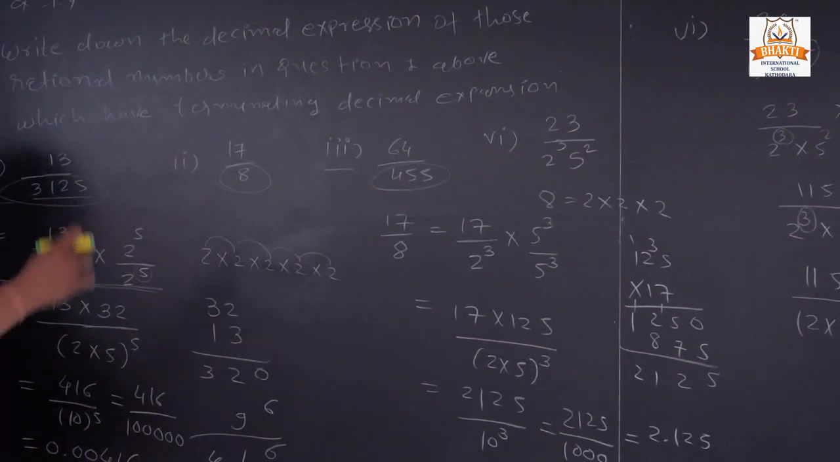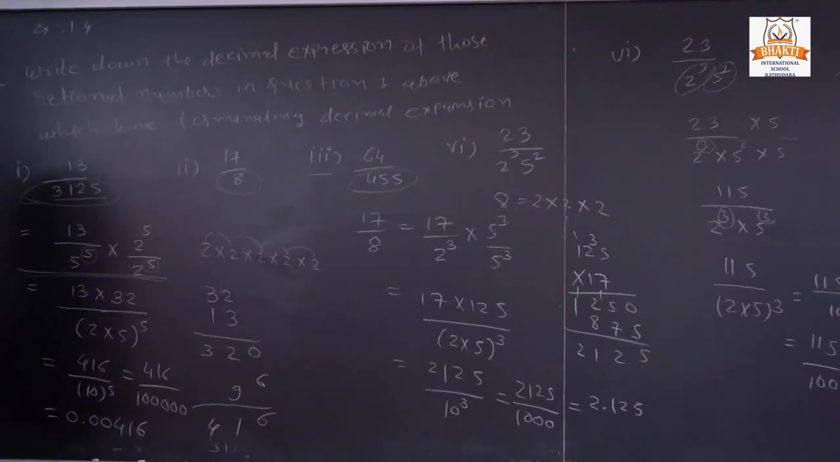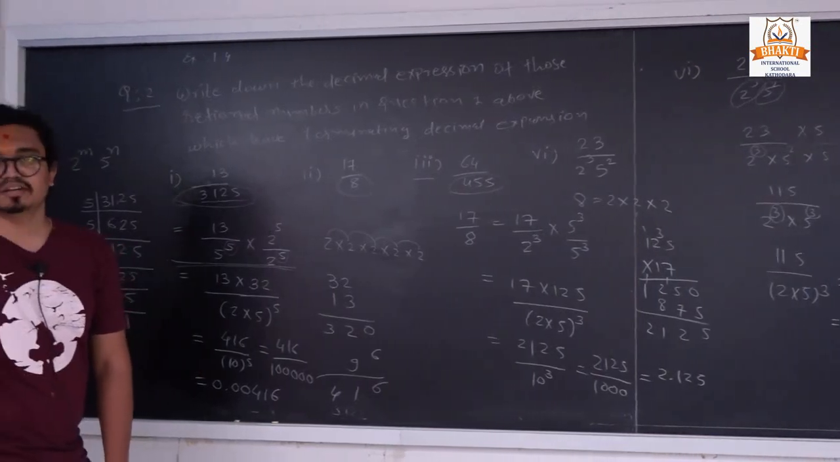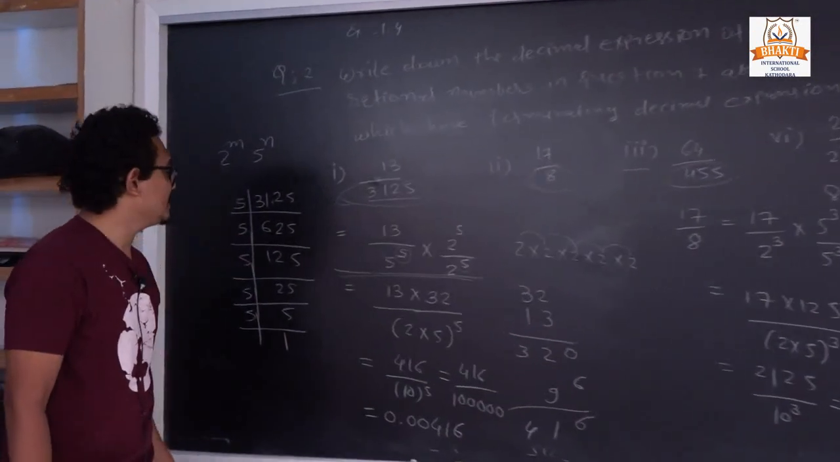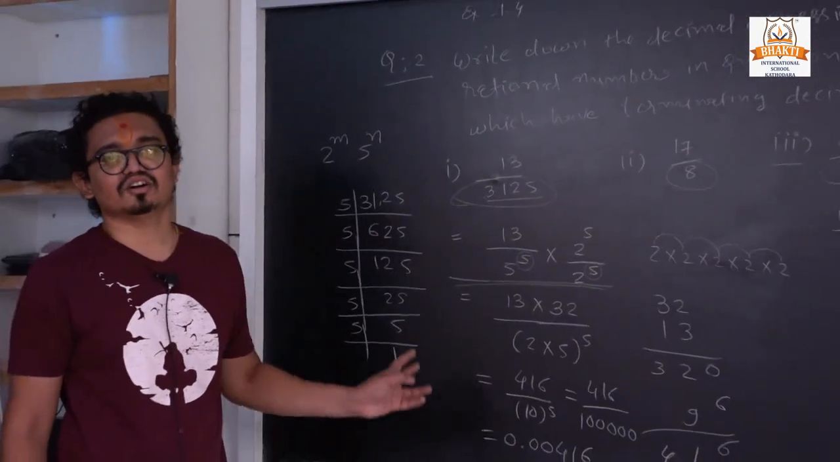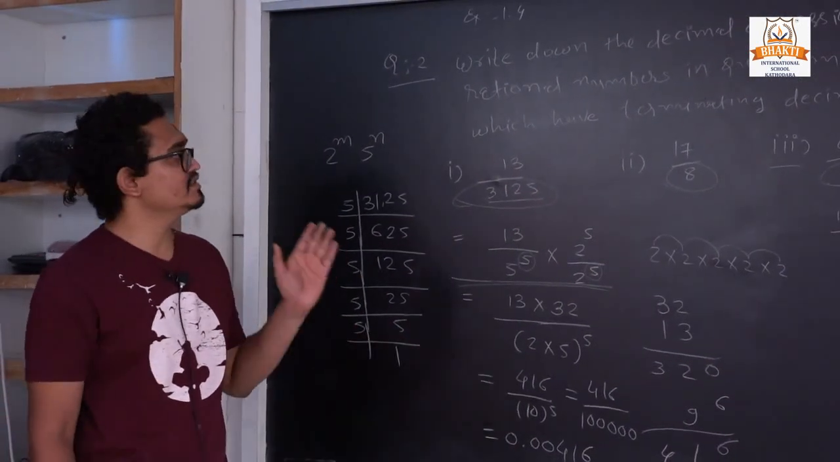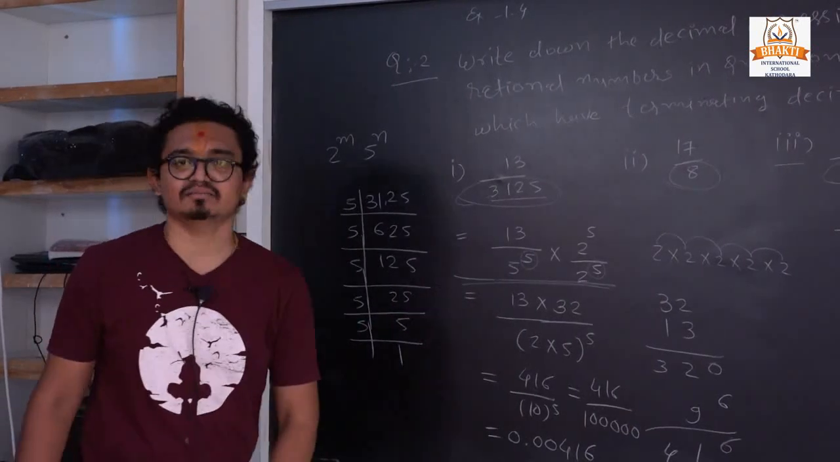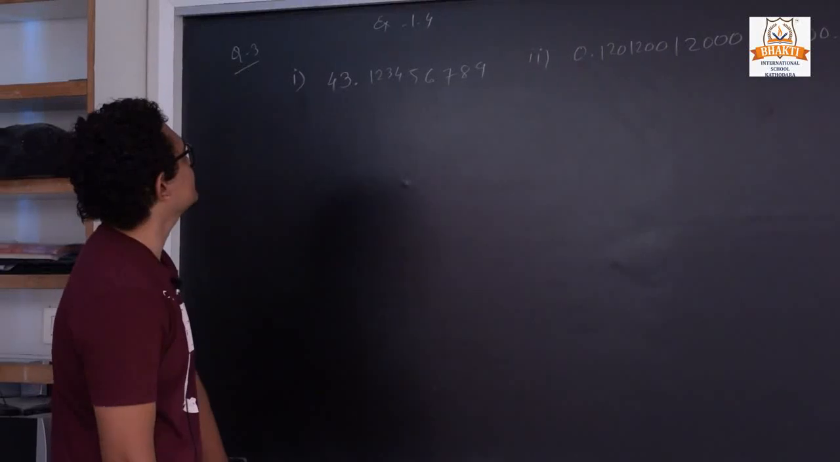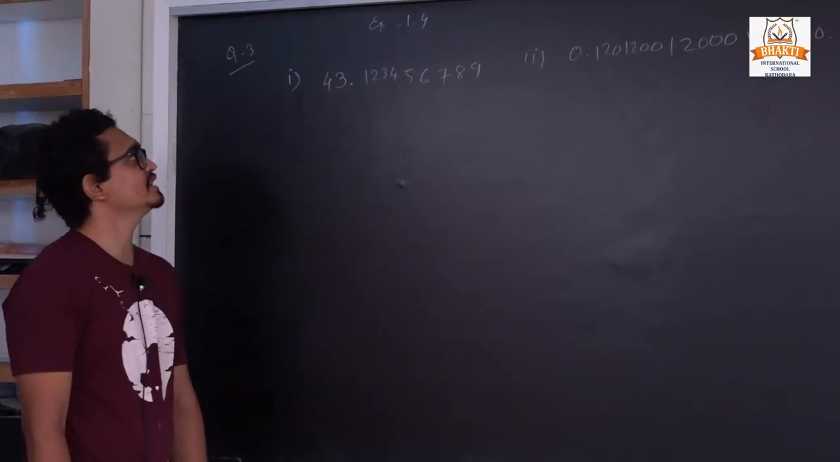So similarly we can also perform for questions 7 to 10. Same method, same procedure. If it is a terminating decimal expansion, we can convert that number into the decimal form. And if it is not terminating, it means what? It is a non-terminating decimal expansion. So we cannot convert into the decimal.